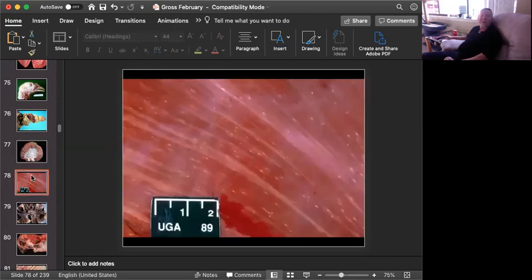Slide number 6 is tissue from a polar bear. A polar bear from the University of Georgia. That's crazy, but that's what it is. So it's a polar bear, and I need for you to give me the cause of this lesion.